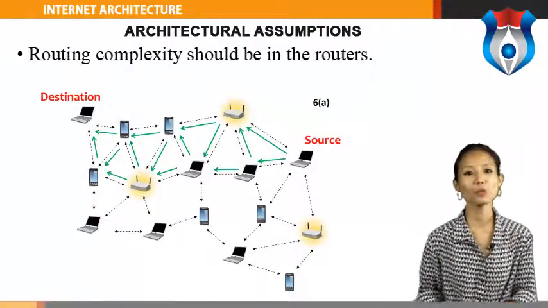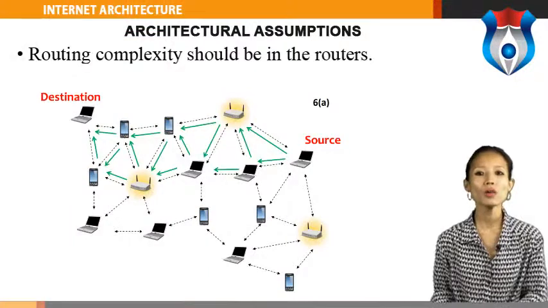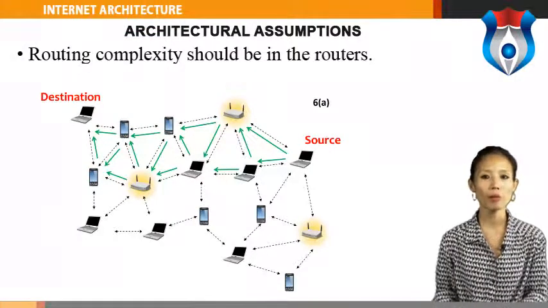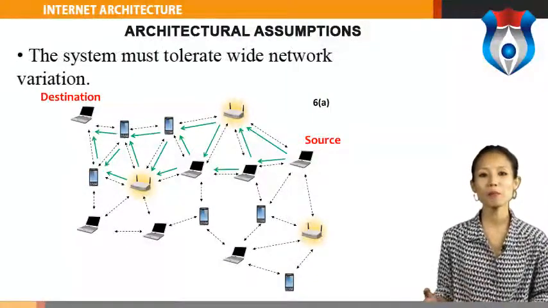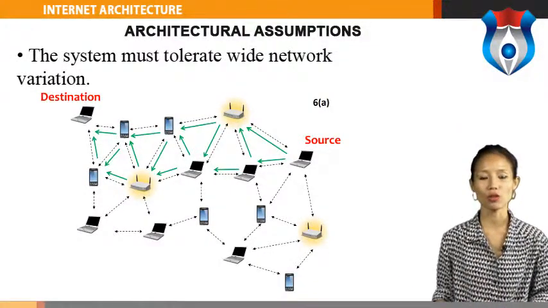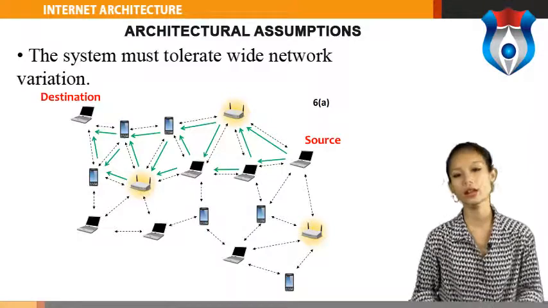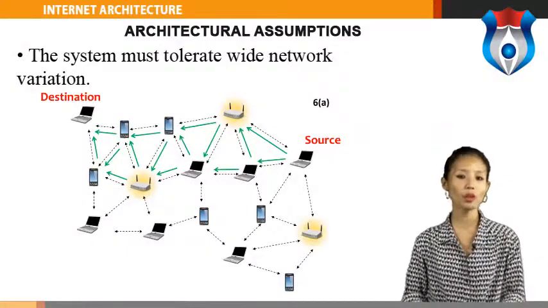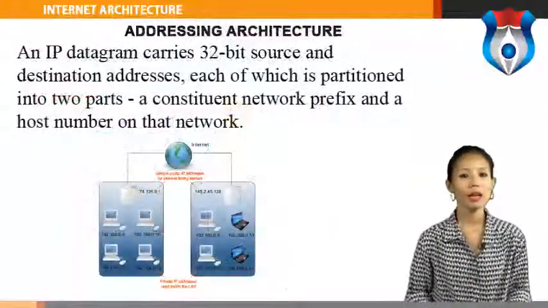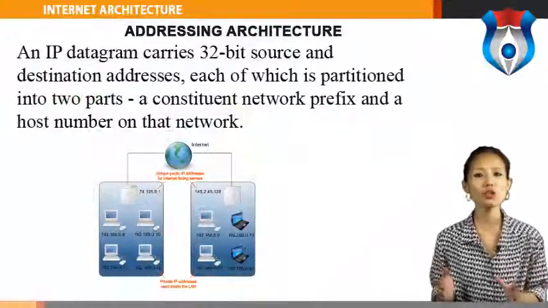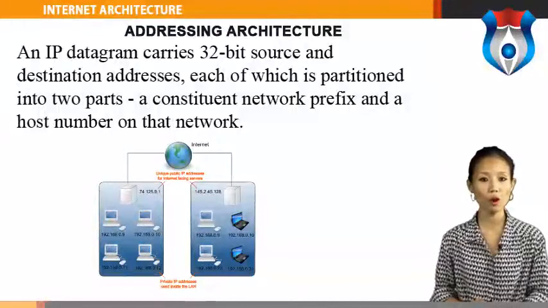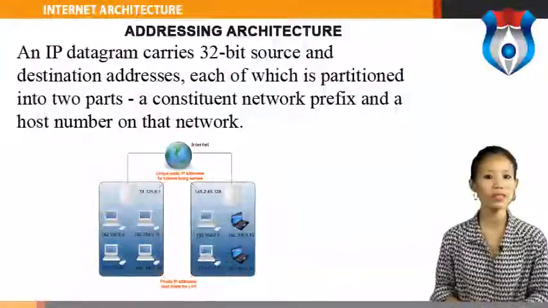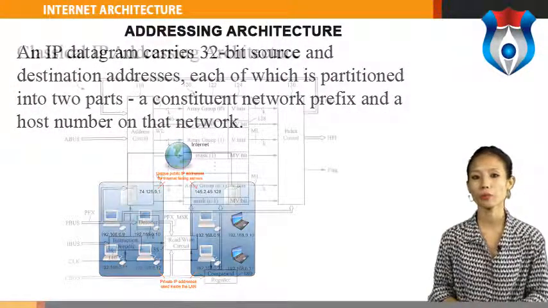Routing complexity should be in the routers. Routing is a complex and difficult problem and ought to be performed by the routers, not the host. The system must tolerate wide network variation. A basic objective of the internet design is to tolerate a wide range of network characteristics. An IP datagram carries 32-bit source and destination addresses, each of which is partitioned into two parts, a constituent network prefix and a host number on that network.